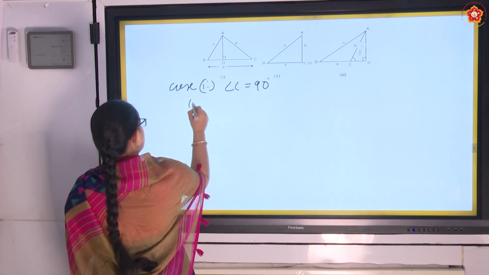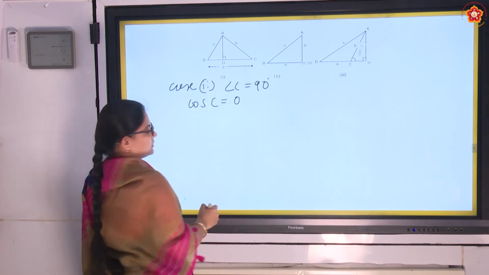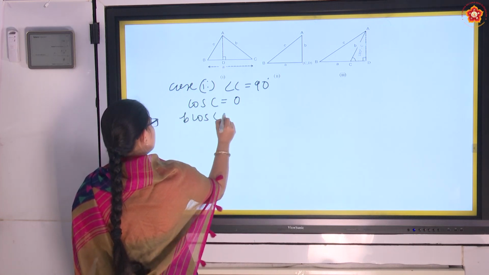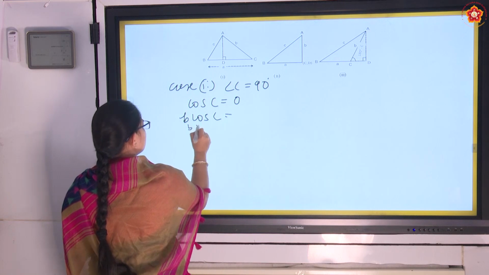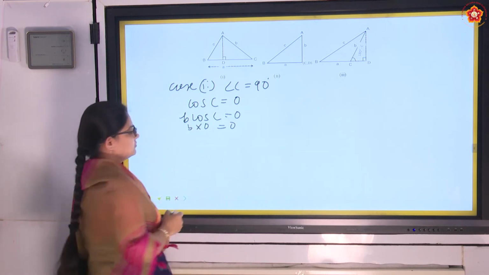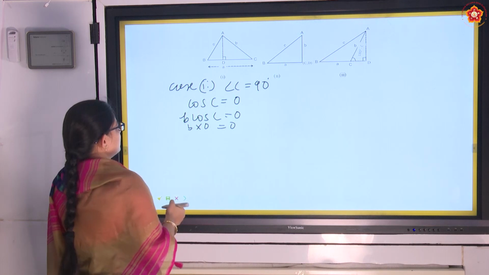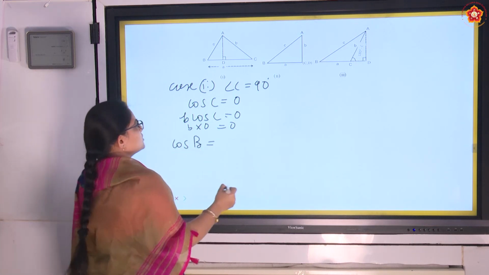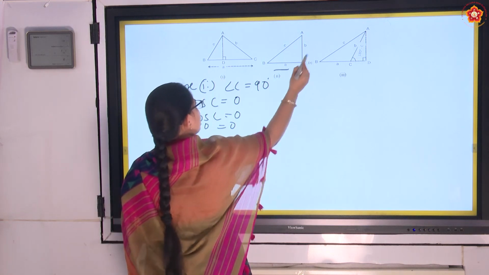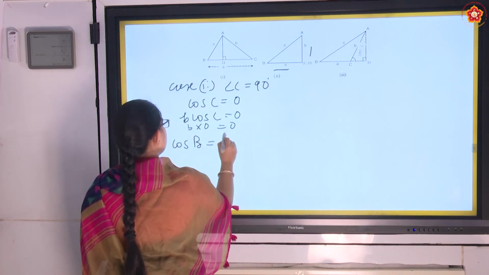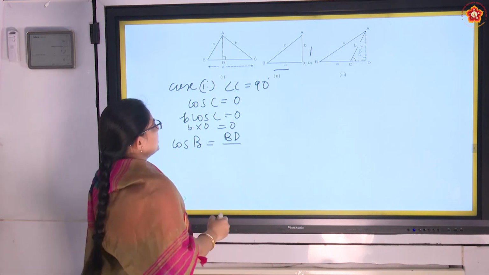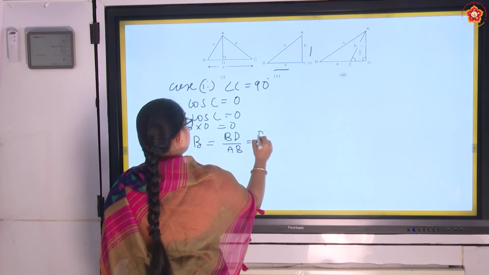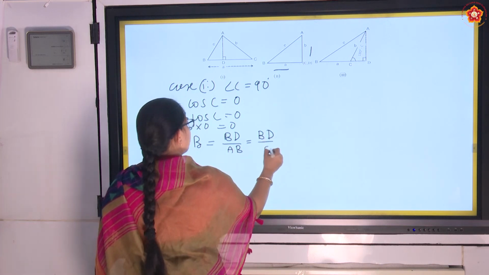So, we have cos C which is equal to 0, that is cos 90 is 0. Now, what is B cos C then? B cos C is B into 0, that is also 0. So, now let us find out what is cos B. So, cos B is adjacent by hypotenuse, so that is BD by hypotenuse AB, that is BD by C.